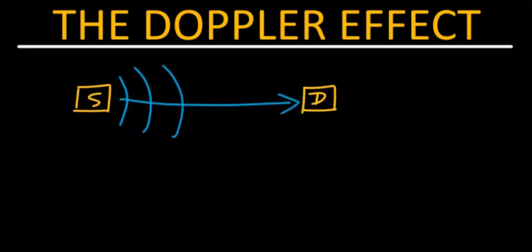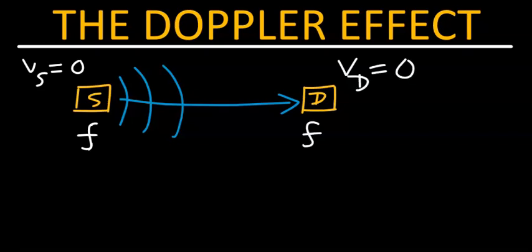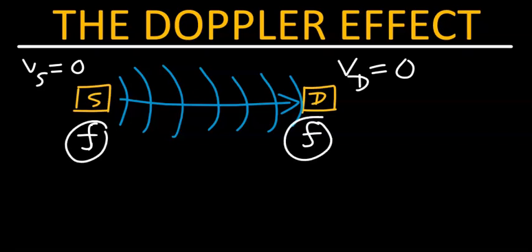Assume the frequency of the emitted sound wave is f. If the source and the detector are not moving, namely the speed of the source is 0 meters per second, and the speed of the detector is also 0 meters per second, then the frequency of the sound waves detected by the detector will also be f hertz. So there is no change or no difference in these two values.